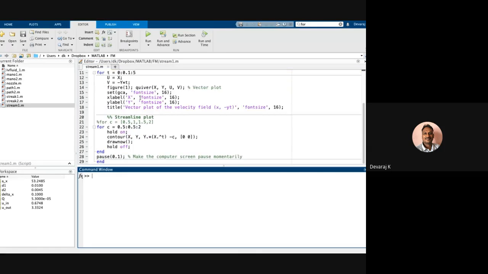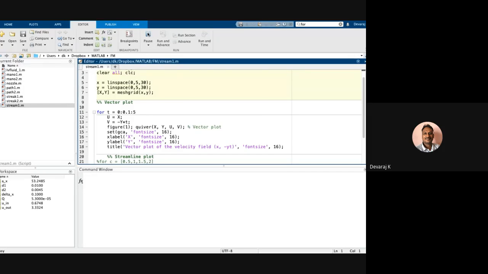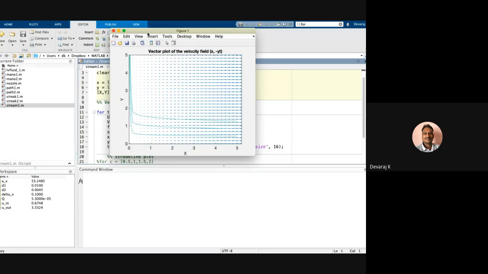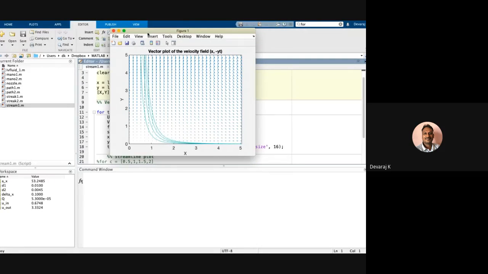This particular problem, let me run the code. If you run the code, what you are seeing is that it's running in a loop. You can see I have limited it to 4 streamlines. You can see how, under this condition, it keeps running, and now it has converged.